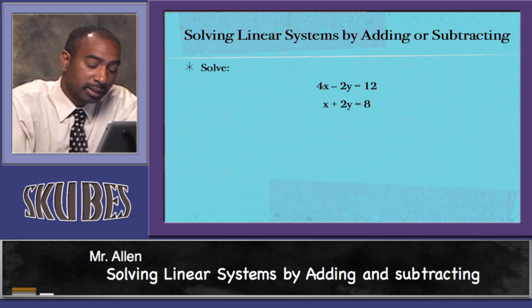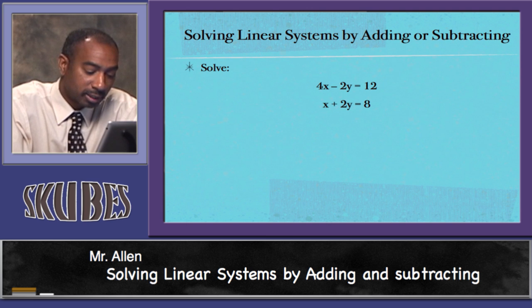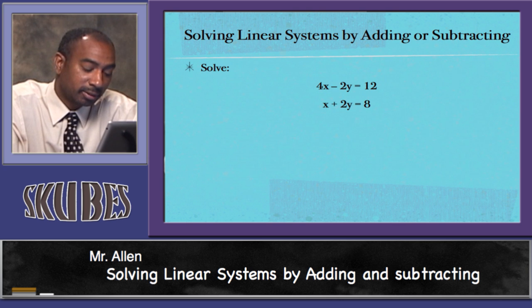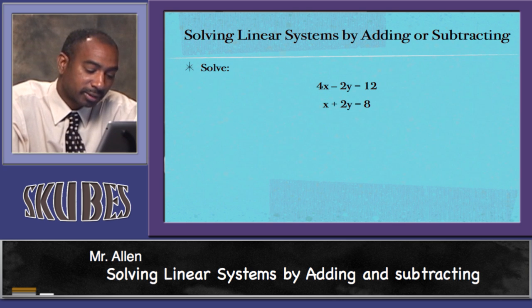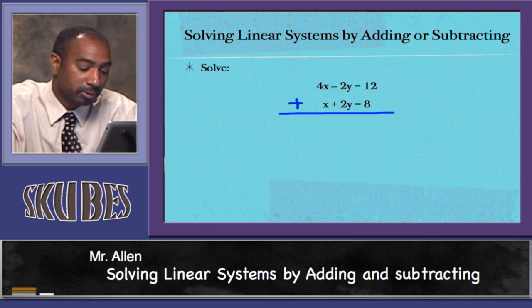All right, solve. You have 4x minus 2y equals 12, and the bottom equation is x plus 2y equals 8. If you look at it carefully, you want to see which variable you can eliminate. If I look at the x's, I have 4x and x. But in the second one, I have negative 2y and positive 2y. So I know I can eliminate the y variable just by adding the two equations together.